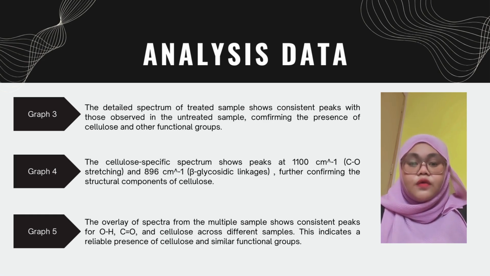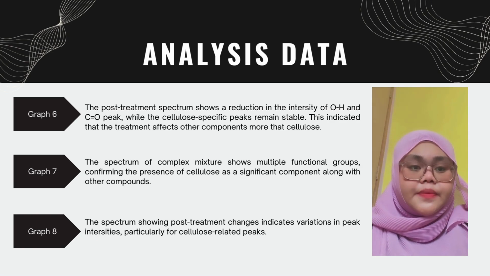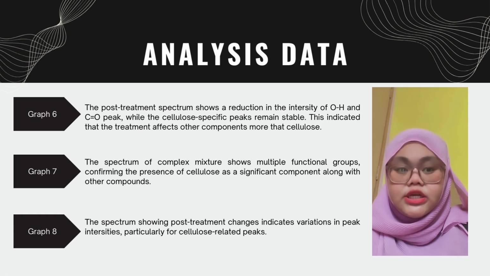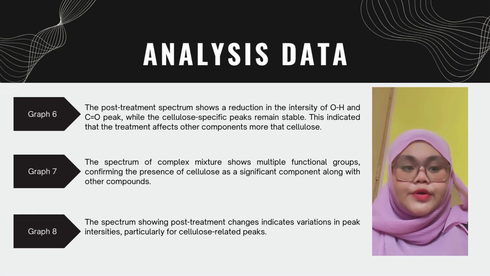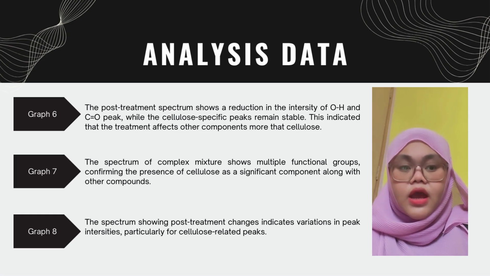Graph 5, the overlay of spectra from multiple samples shows consistent peaks for OH, C-O, and cellulose across different samples. This indicates a reliable presence of cellulose and similar functional groups. The post-treatment spectrum shows a reduction in the intensity of OH and C-O peaks, while the cellulose-specific peak remains stable. This indicates that the treatment affects other components more than cellulose.